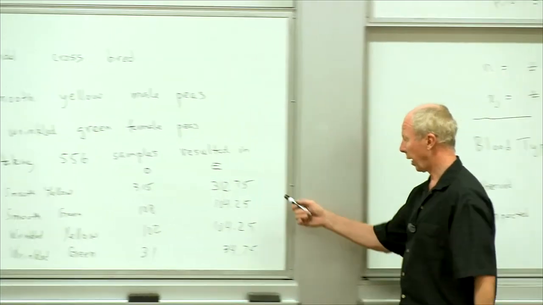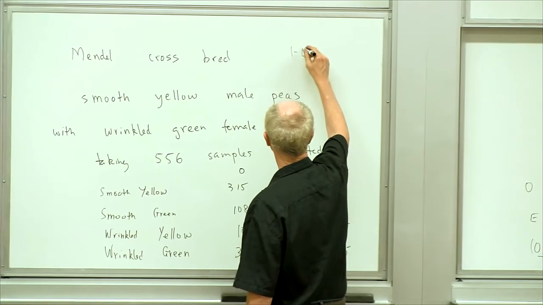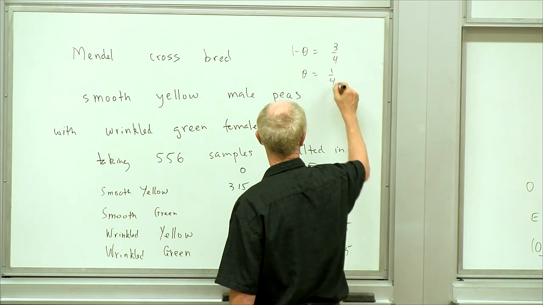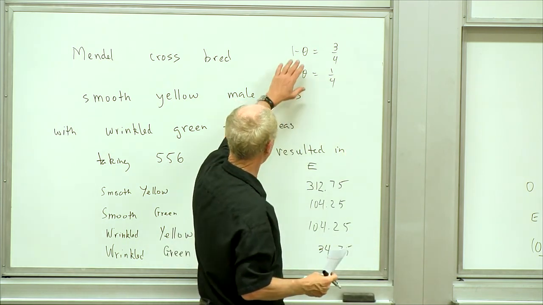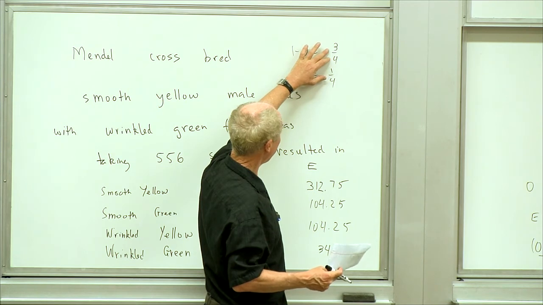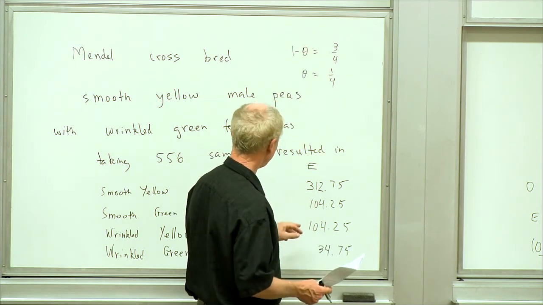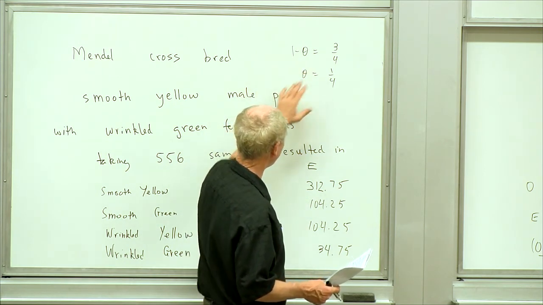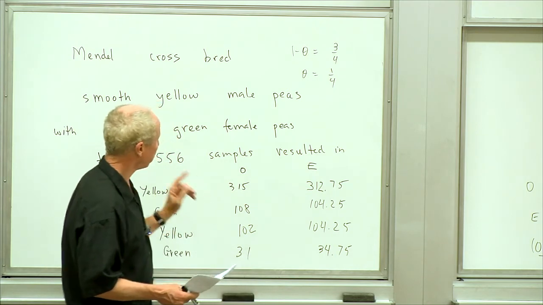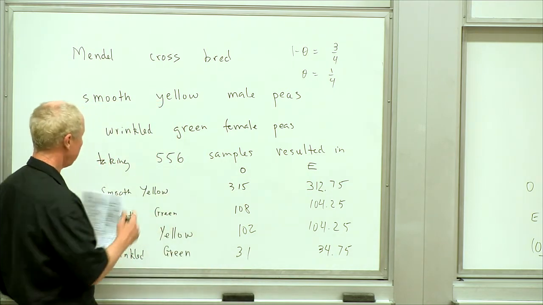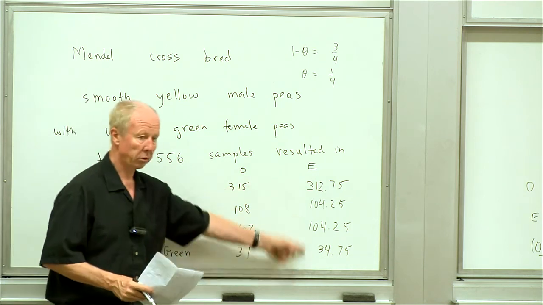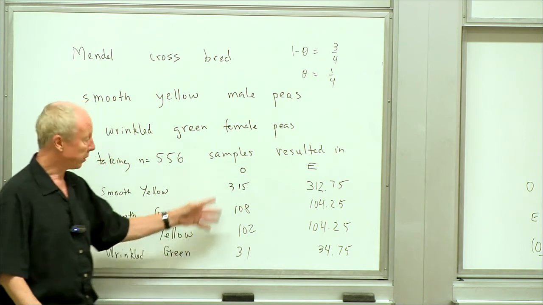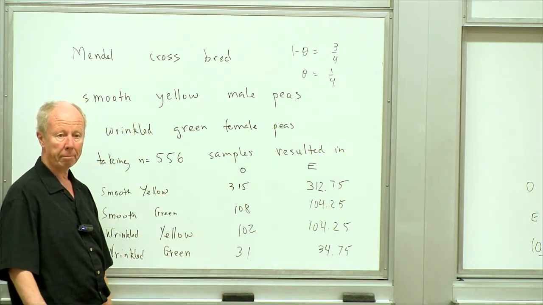So it would be, what's 9/16? That'd be a 1 minus theta should be 3/4, theta should be 1/4. So theta squared, 1 minus theta squared is 9/16. The frequency here should be 1/16, and then the frequency of these combined should be 2 theta 1 minus theta. And if you multiply those frequencies by the number of observations, you get these numbers. Okay? So from genetic theory, we expect it should be like this. And these are Mendel's data. Okay?